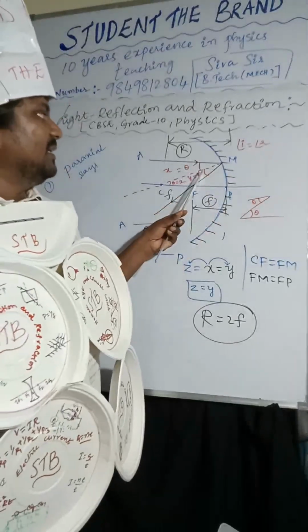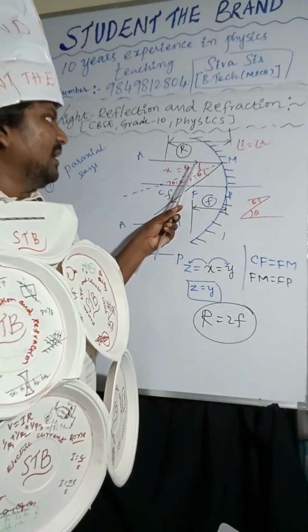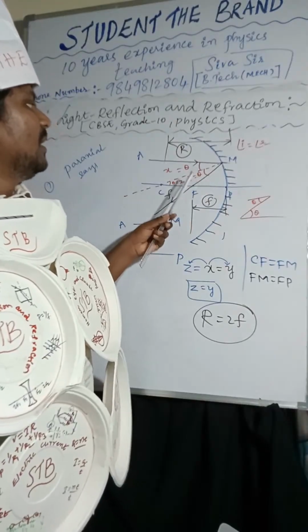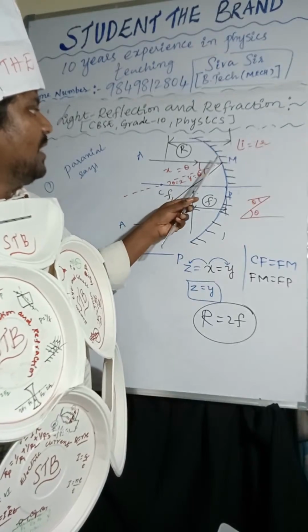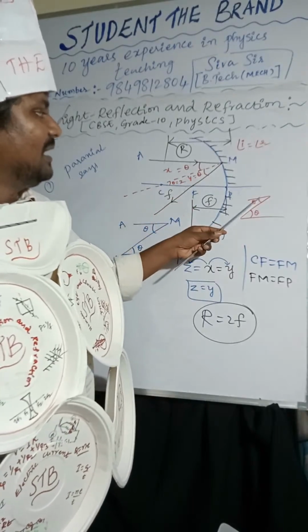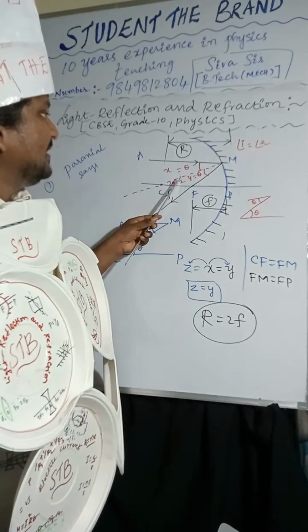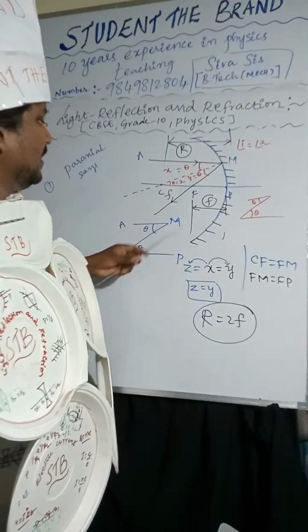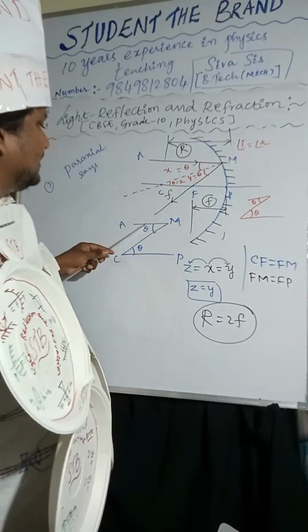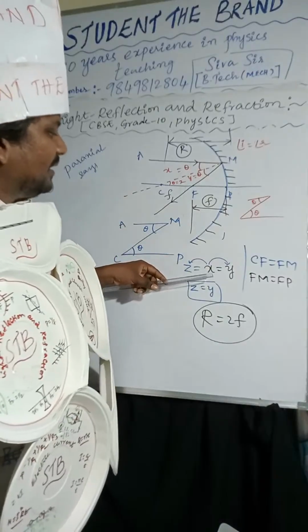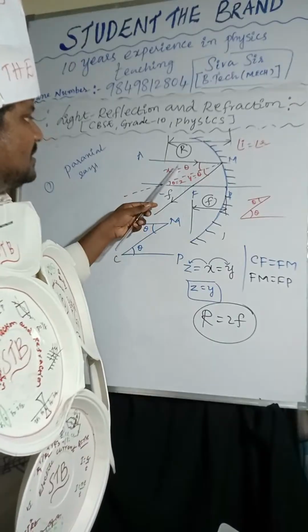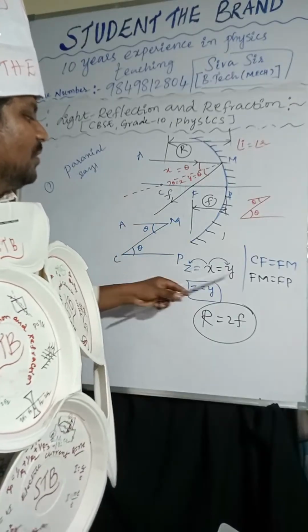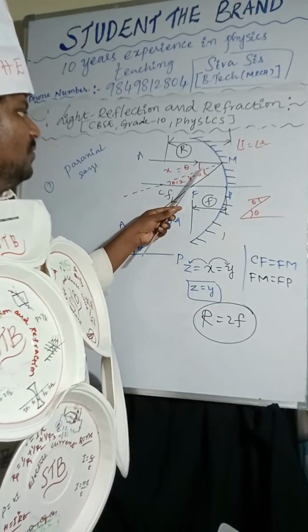So this angle and this angle are both equal. According to the alternate angles Z rule, if you take the alternate angles, x and z, this angle is x and this angle is z. So x equals y, and x equals z automatically. So y equals z. That's the reason y equals z.